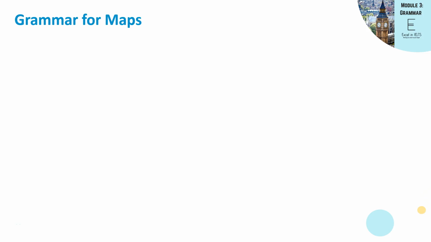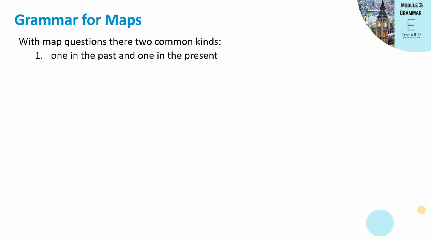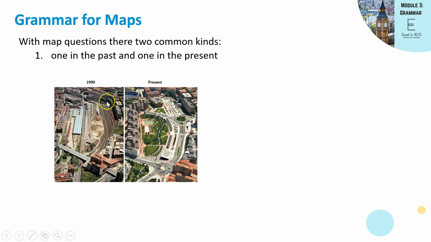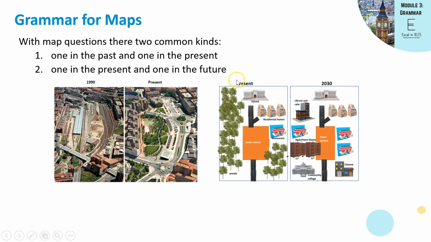This lesson is focused on grammar for maps. When it comes to map questions, there are two common kinds. The first is where you have a map in the past and a map in the present. Like here, we have the 1990 look and then how it is now. And then the other one is where you have one in the present and then one in the future, as you can see in the present, and then how it's going to be changed by 2030.